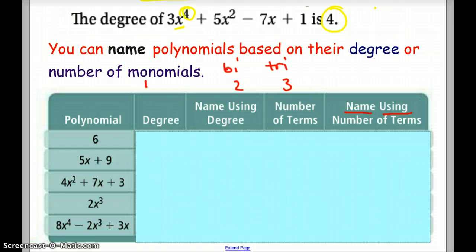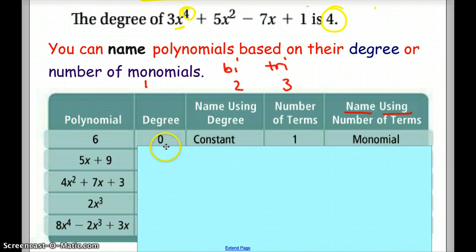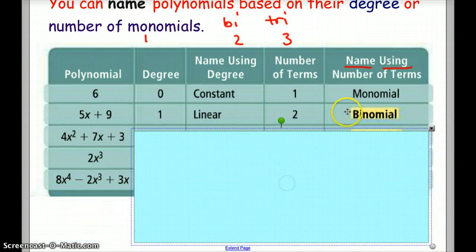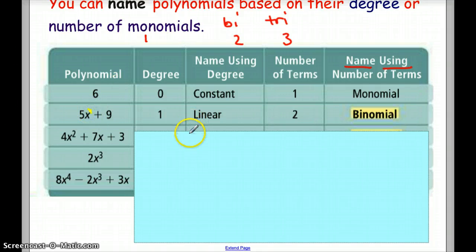So let's look at how we name the polynomial 6. Now, we know the polynomial 6 is also a constant with a degree 0. It has one term, so it's a monomial. Okay, the next one, 5x plus 9, is a degree 1 because the x has only an exponent of 1, so the degree is 1. Anything that has an exponent less than 2 is linear. It has 2 terms, so it's called a binomial.